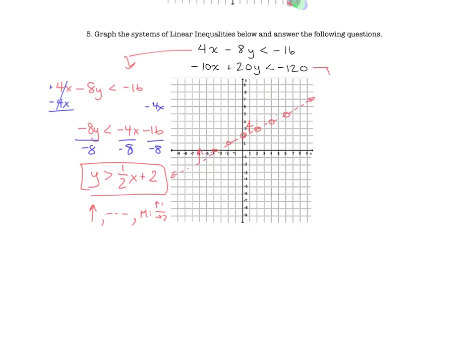So I'm going to convert this equation now, and this equation is negative 10x plus 20y is less than negative 120. This time I'm going to use the conversion formula again.